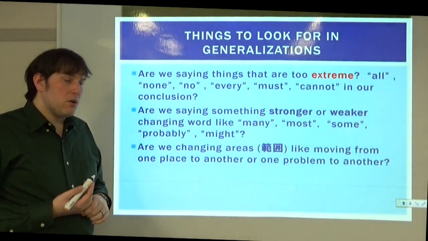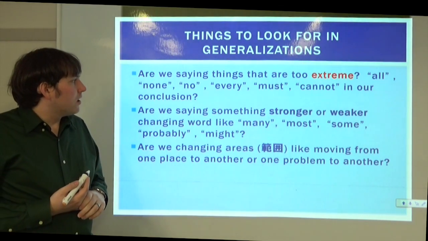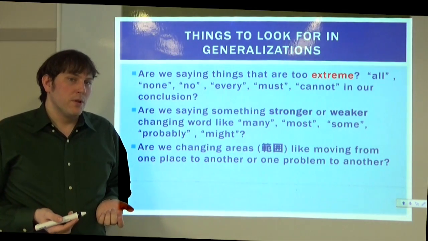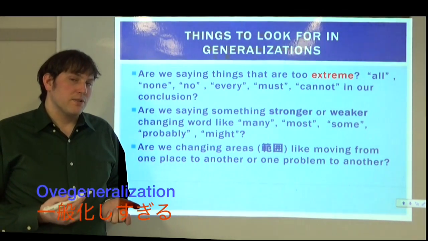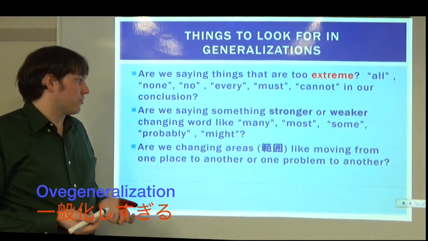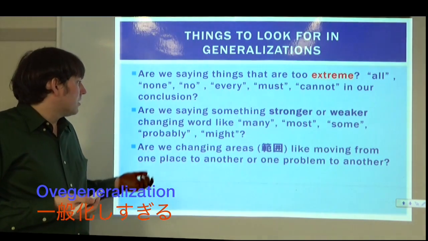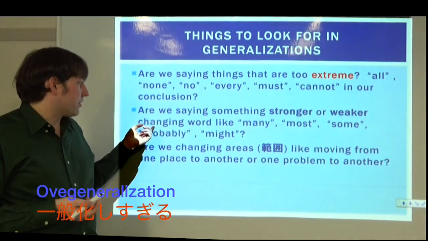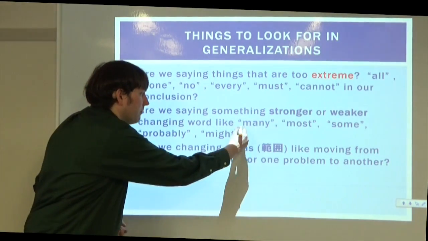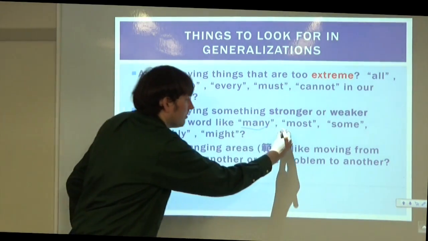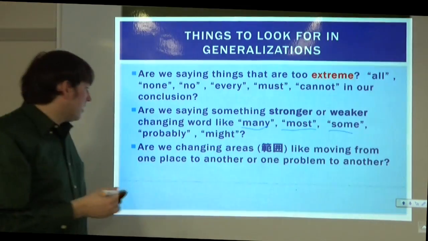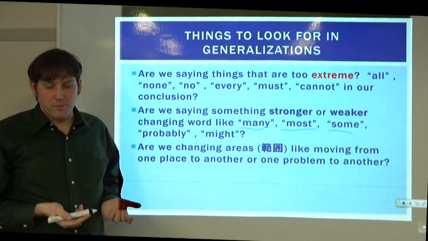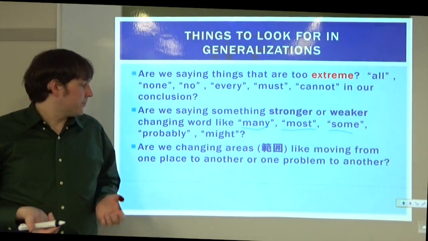So using all, none, no, every, must, cannot in our conclusion. When we do that, it's probable that we're doing an ippanka shisugiru, an overgeneralization. We're saying more than we can. Second, are we saying something stronger or weaker than the data we have? So are we changing a word like many, most, or some? Are we doing something that makes it so that our argument is easier or harder to prove?